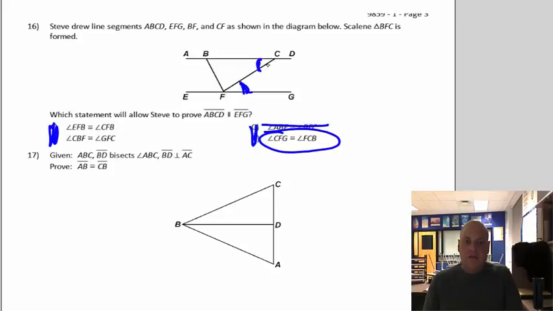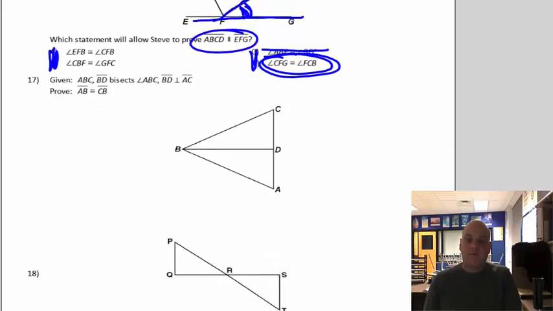Right there, see the alternate interior angles? You have this cut by a transversal right there. The alternate interior angles are congruent, and those are them right there. So that's the statement that's going to allow Steve to prove that these two segments are parallel.